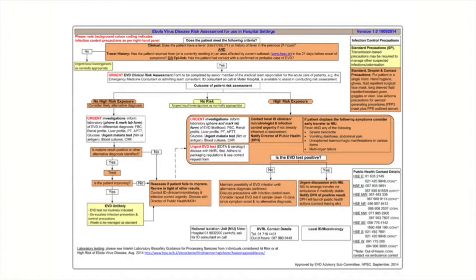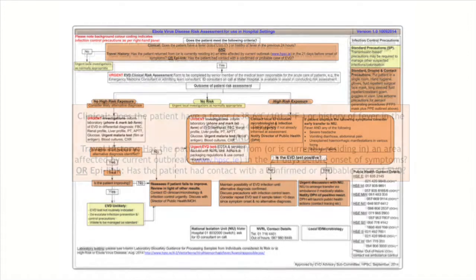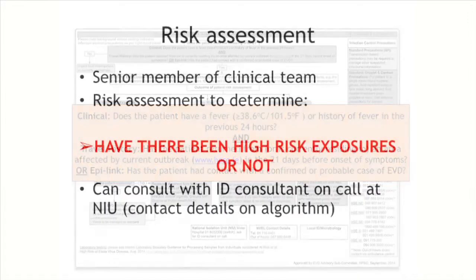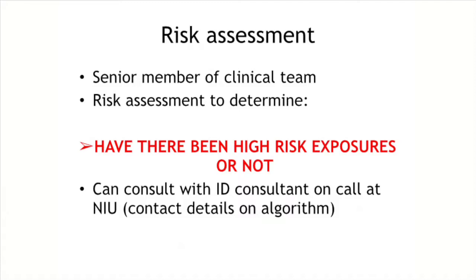So the first point of entry in the algorithm is, does the patient have a temperature or a history of fever, and do they have a relevant travel history, or alternatively, do they have an epidemiological link with a confirmed or probable case of EVD? If they do, then you're into risk assessment. And really, given the nature of the situation, we really need to involve a senior member of the clinical team to undertake that risk assessment.